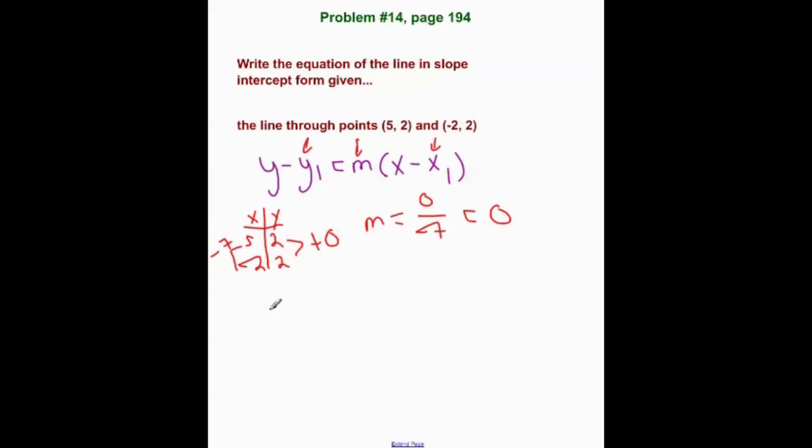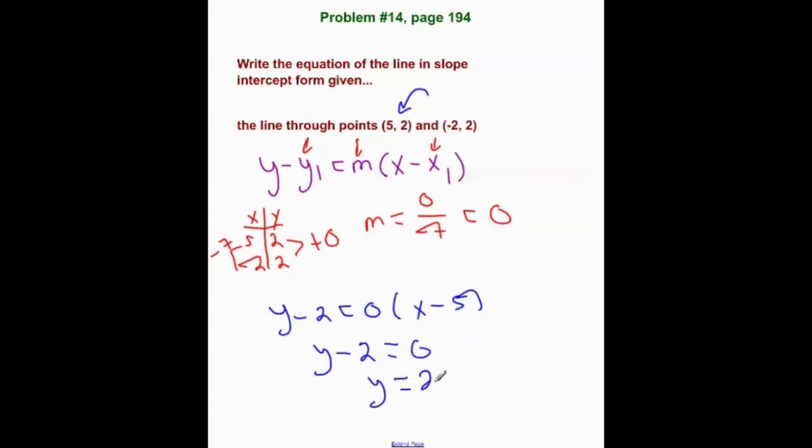We got y. It doesn't matter which point I pick. Like for instance, I'll pick this point right here. So we got y minus 2 is equal to 0 times x minus 5. Well, look what happens here. I distribute the 0 there, that's 0. I distribute the 0, that's 0. So I just get y minus 2 is equal to 0. Add 2 to both sides, I get y is equal to 2.